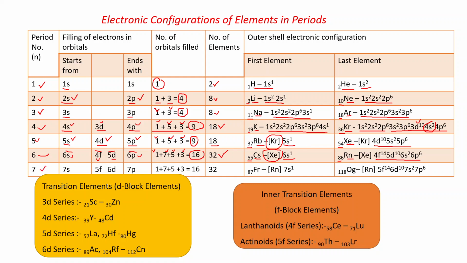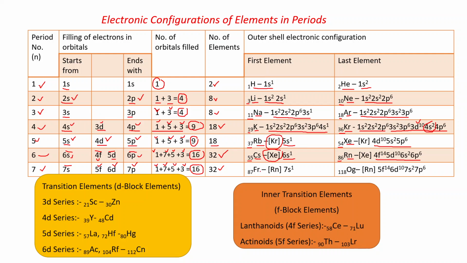Then the seventh period. In this, filling of electrons in orbitals starts from 7s, then 5f, 6d, then 7p. Now, how many orbitals are filled in the seventh period? In 7s, there is one orbital. In 5f, 7 orbitals. In 6d, 5 orbitals. In 7p, 3 orbitals. Total number of orbitals is 16. Hence, the number of elements in the seventh period is 32.